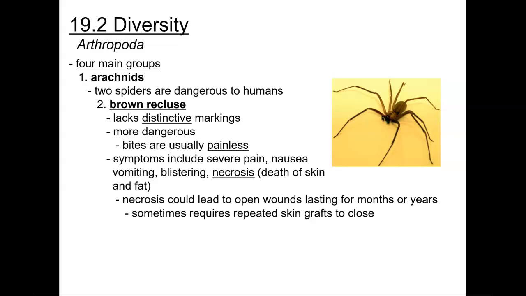The second is going to be the brown recluse. Now this one does not look like it is as scary as the black widow. It's going to lack distinctive markings, but it's much more dangerous. Its bites are usually going to be painless, so you do not realize it at first. Then the symptoms will include severe pain, nausea, vomiting, blistering, and necrosis. That's going to be tissue death, or death of the skin and fat. Necrosis could lead to an open wound that lasts for months or even years. Sometimes it even requires repeated skin grafts to close this open wound.